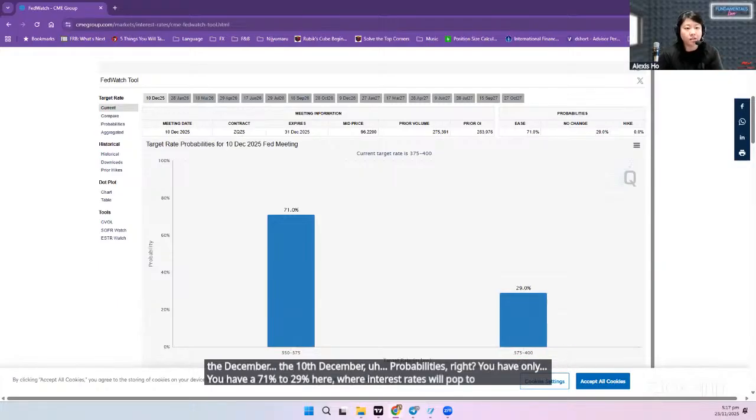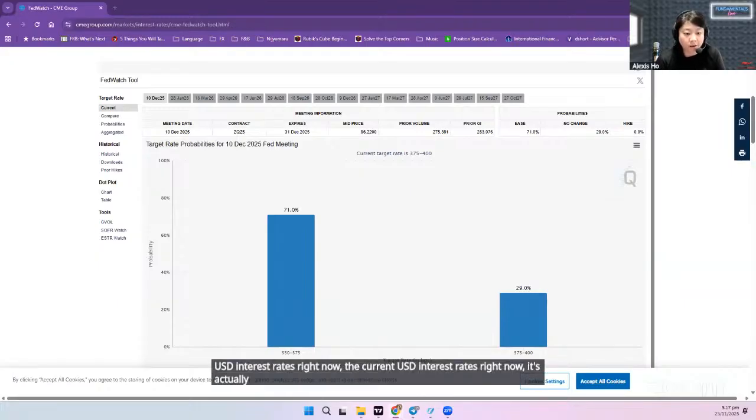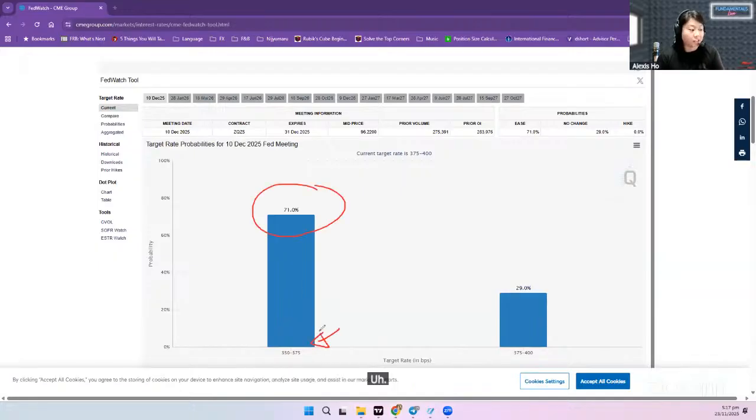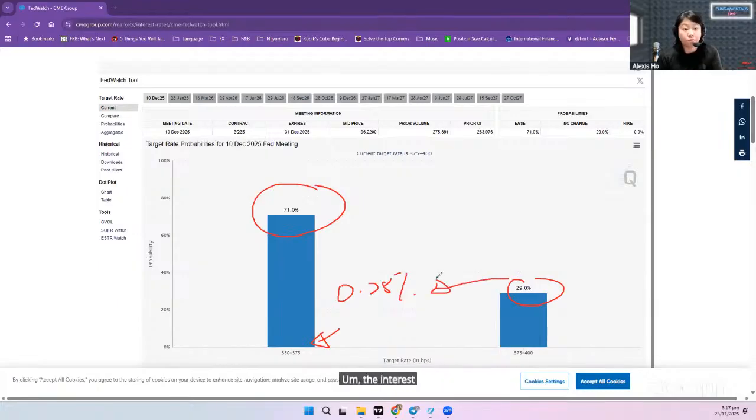So what is the current USD interest rate right now? The current USD interest rate is actually 4.25%. Actually, sorry, 4%. Okay, it's currently at 4%. So over here, what this means is there's a 70% probability that most traders are expecting the Fed to drop at least by 0.25%, and then a 30% chance it might be the same.